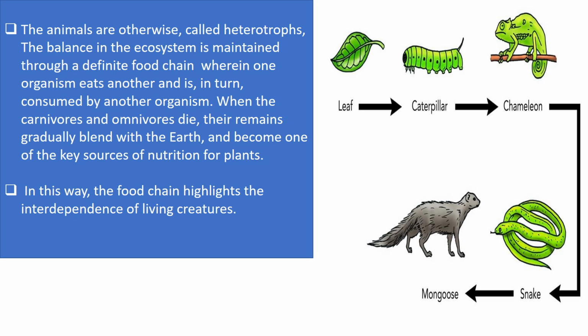Is it clear? Herbivorous animals, plant eating animals, for example, deer and elephant. Carnivorous animals, lion and tiger. Omnivorous, the best example is us. In this way, the food chain highlights the interdependence of living organisms. Is it clear?